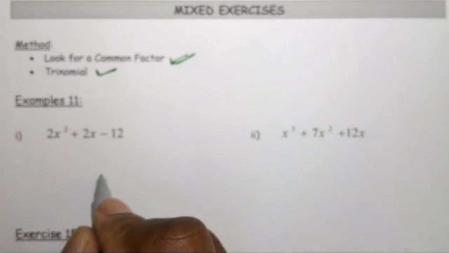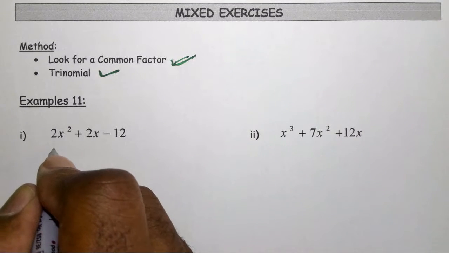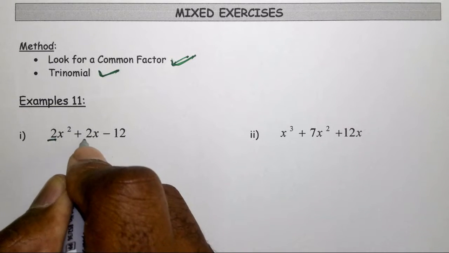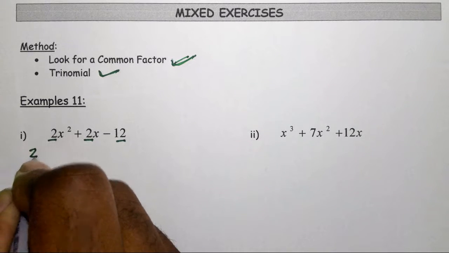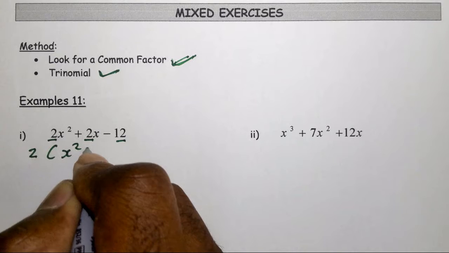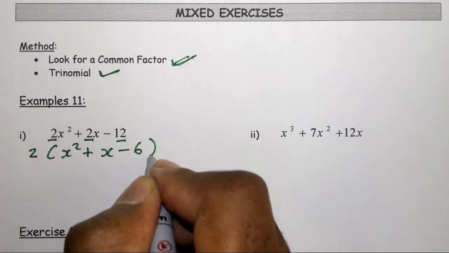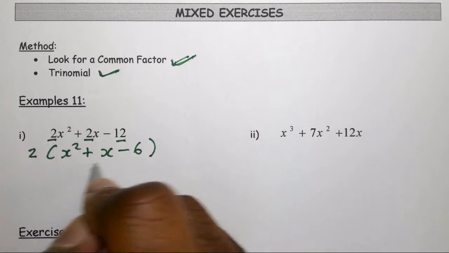So if you look at this, what is the common factor here? There's 2 there, and there's 2 there, and there's 12. I can put my common factor 2. So 2 bracket x squared plus x, which is the same as 1x, minus 6. Then you ask yourself, is this really fully factorized?